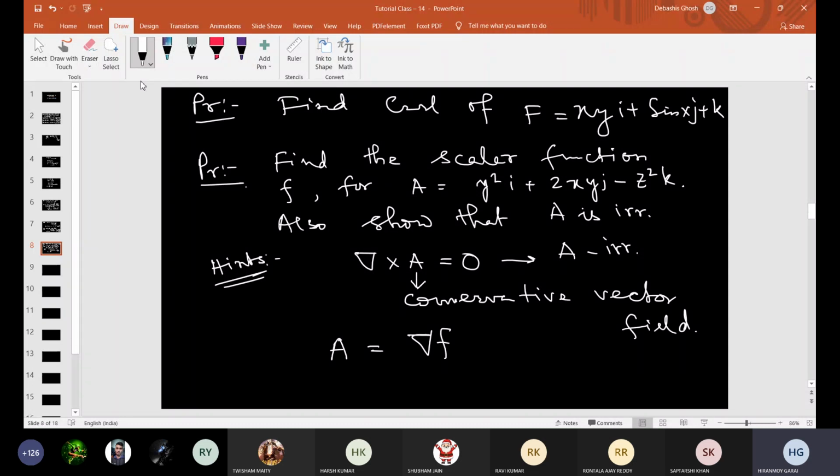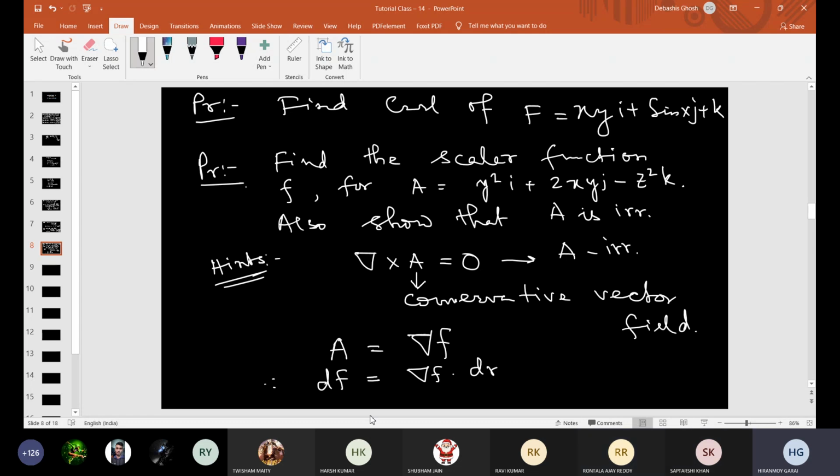Now we need to compute that f. So therefore we can say that df is equal to the gradient of f dot dr.